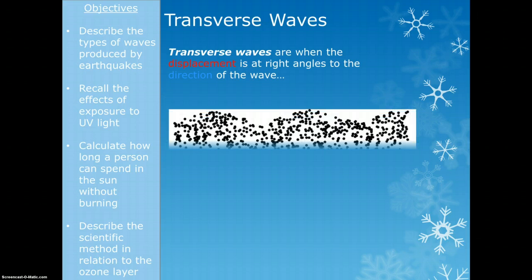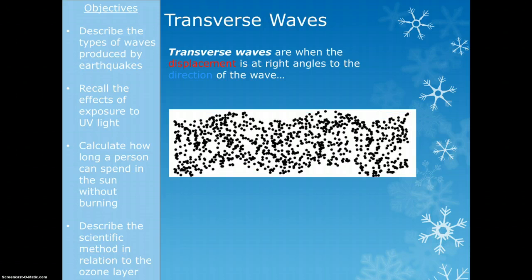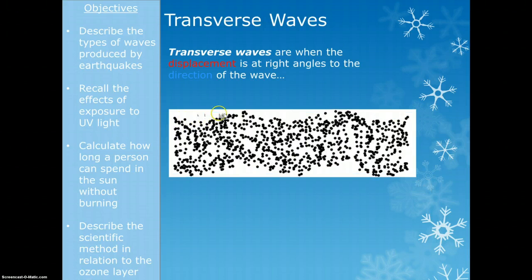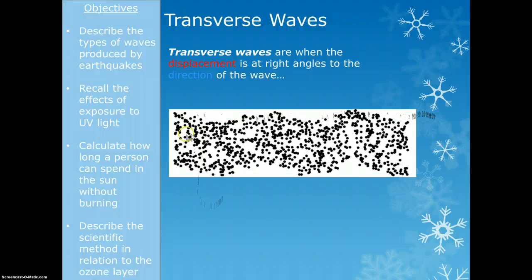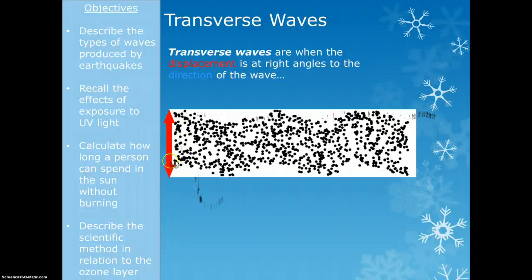A picture might help here. So what you can see here is I've got a wave. Now the wave, if you look at the peak, it's travelling from left to right across the page like that. So that's the direction that the wave is going. But if we look at the individual dots which represent the particles, if we just look at one, they're just moving up and down. So that's the displacement that we're talking about. So the displacement is up and down.